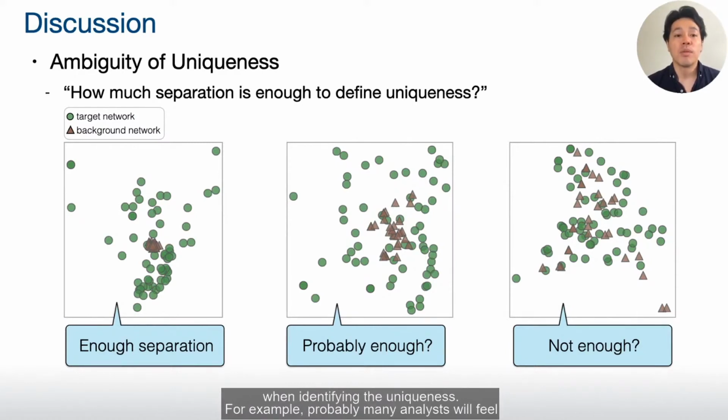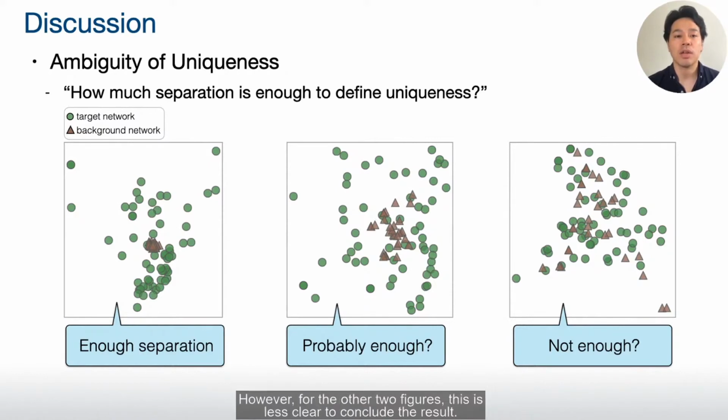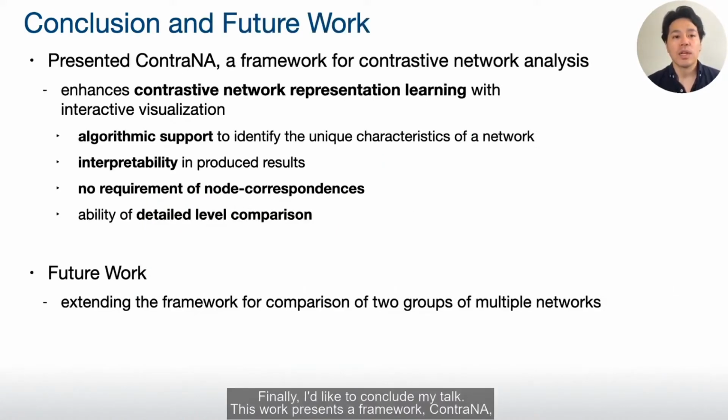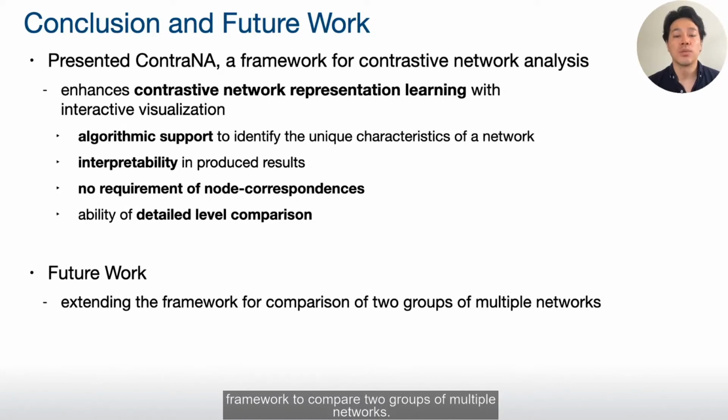For example, probably many analysts will feel the left figure has enough separation to confirm that a target network has some uniqueness. However, for the other two figures, it is less clear to conclude the result. This limitation should be addressed in the future. Finally, I'd like to conclude my talk. This work presents a framework, Contrana, which integrates and enhances contrastive network representation learning to perform contrastive network analysis. In the future, we would like to extend this framework to compare two groups of multiple networks.